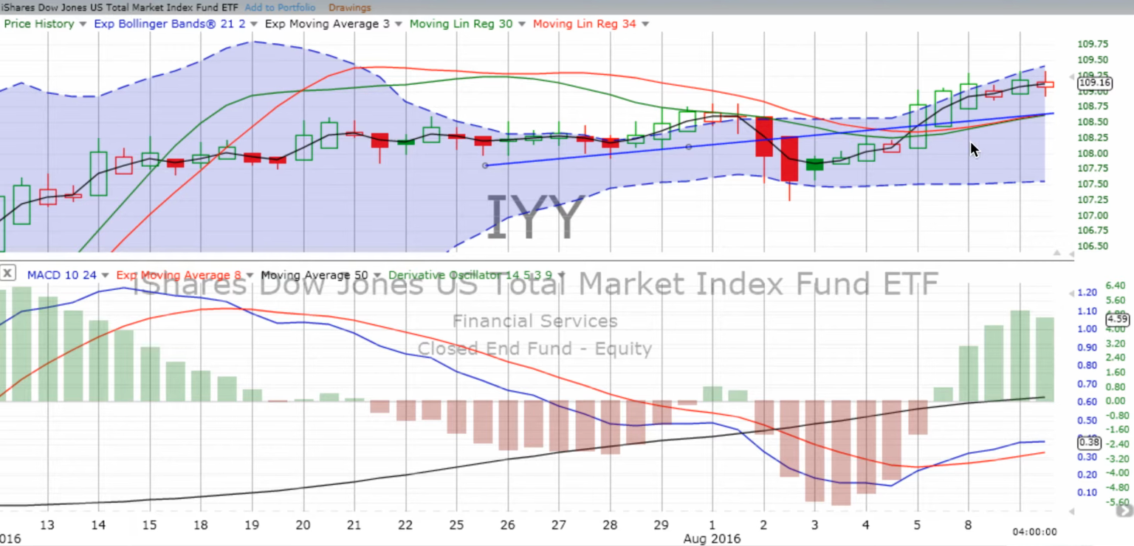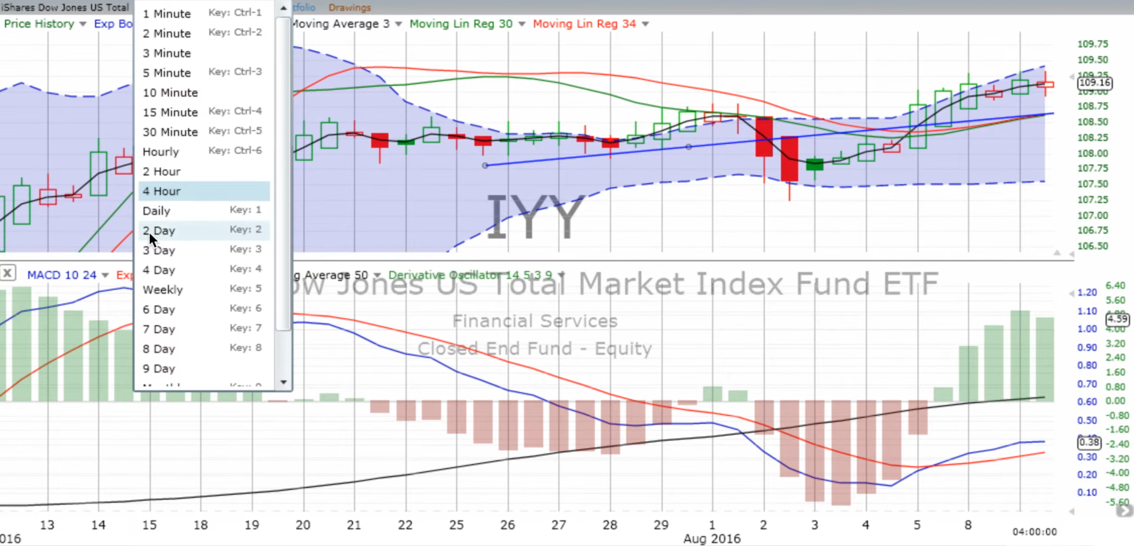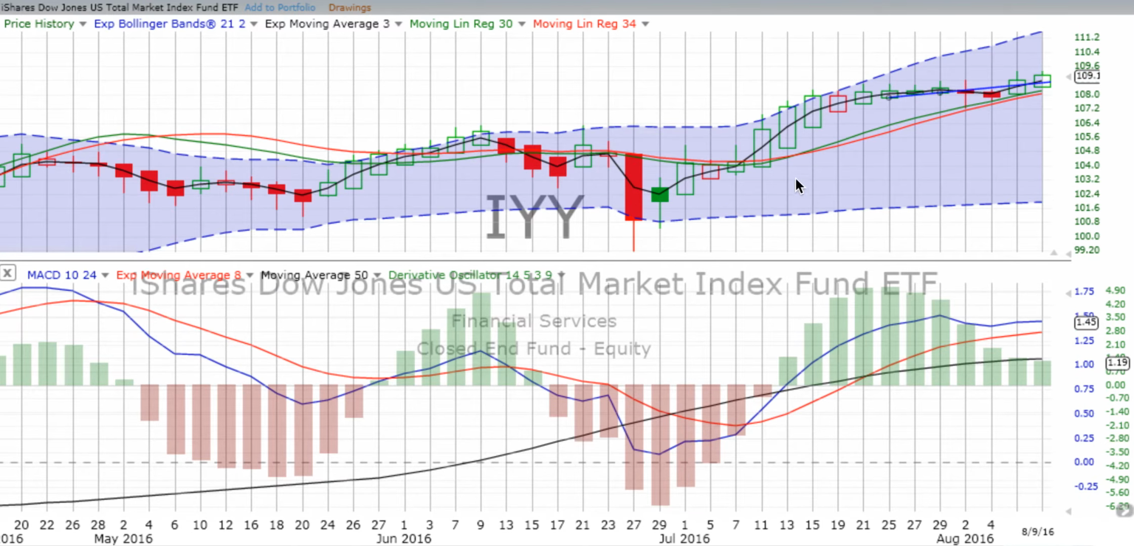Now let's jump into the market, see what we see. We always start with IYY, which is our total market index fund. In other words, it tracks the whole market. What do we see going on with IYY? Well, we see the derivative oscillator continuing to lose energy. We see the MACD and the signal line appear to be getting closer together.